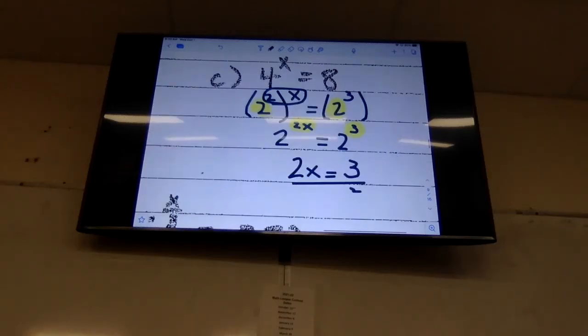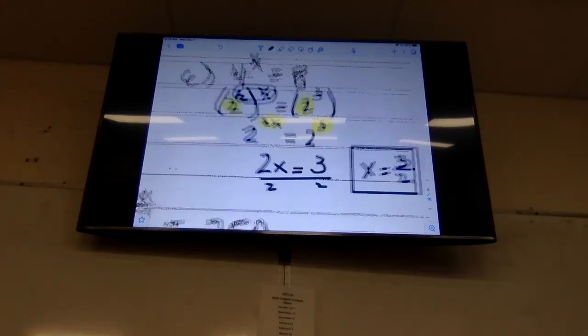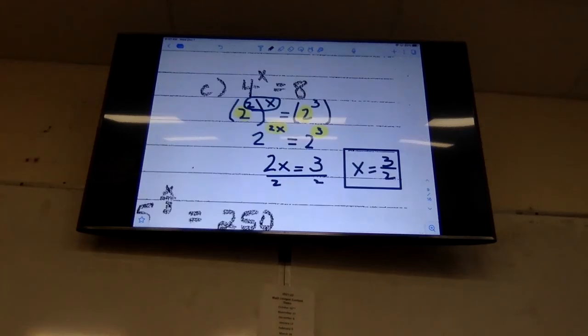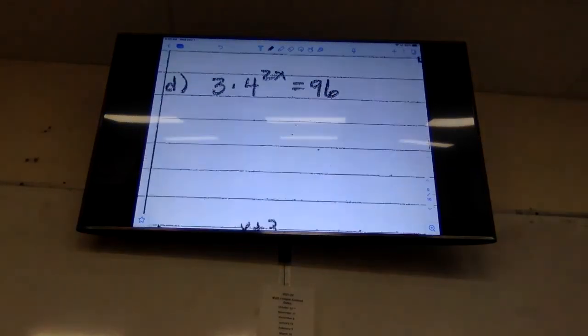Divide by 2. x equals 3 halves. Is it like exponents drop out? The bases drop out. You let the exponents just equal each other. Because they both have a base of 2, it doesn't matter. If they don't already have the same base, and it's not as easy as 2 to some power is 8 and 4 to some power is 16, you can make them have the same base. That's what we're going to do for the next couple.